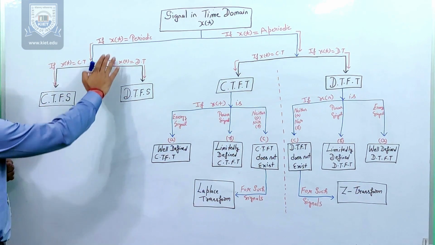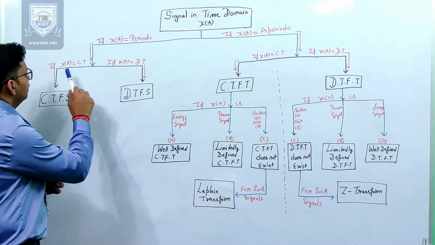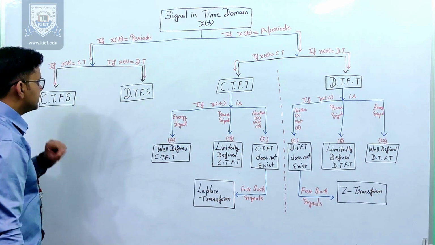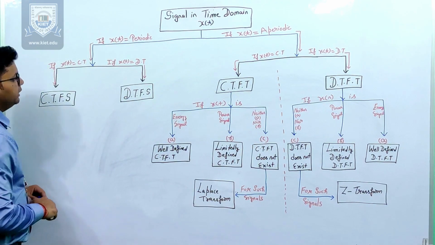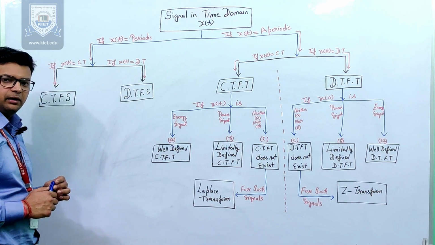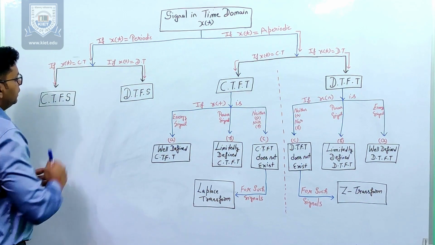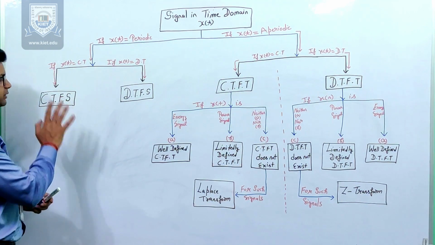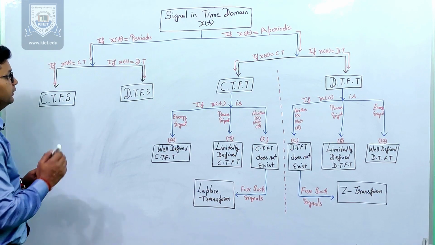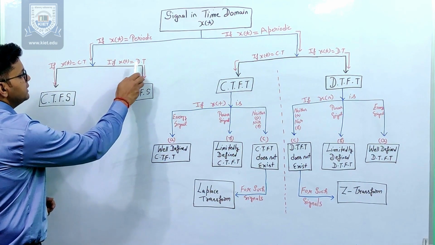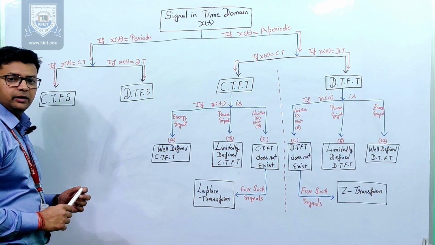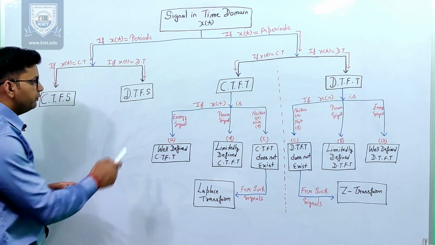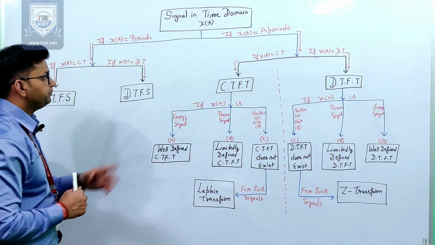So if my signal x of t is periodic, then we can represent such signals directly with the help of Fourier series. Again, if my signal is continuous time, then such signals can be represented with the help of continuous time Fourier series. This is one technique. Similarly, if my signal x of t is a discrete time signal, then we can represent it in terms of its frequency components with the help of discrete time Fourier series.